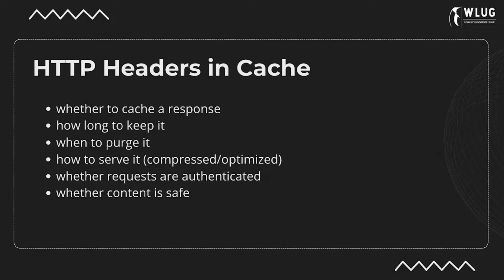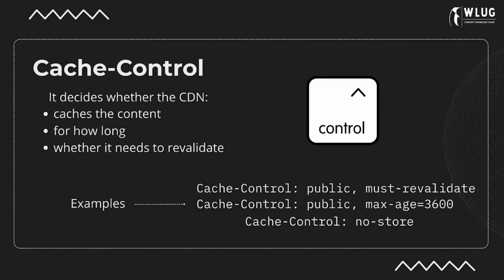When these edge servers get their copies from the origin server, that is when HTTP headers tell them how long to cache it for, whether to cache it at all. Let's look at some of the headers. One of the headers is Cache-Control. This tells us if we want to cache the content, for how long, and whether it needs to revalidate it. I've put up some examples in the PPT.